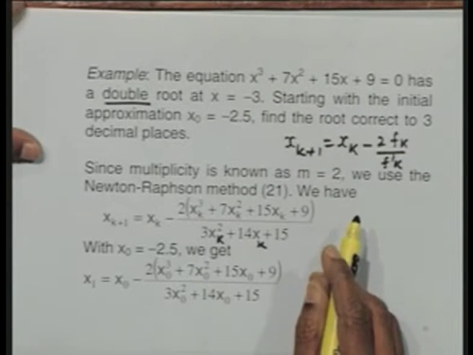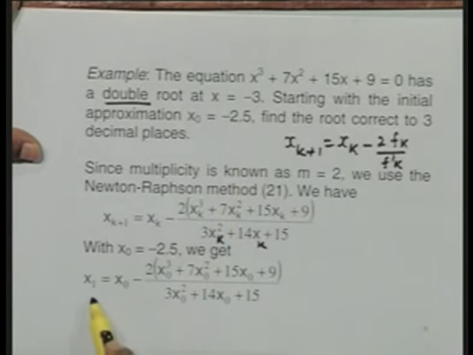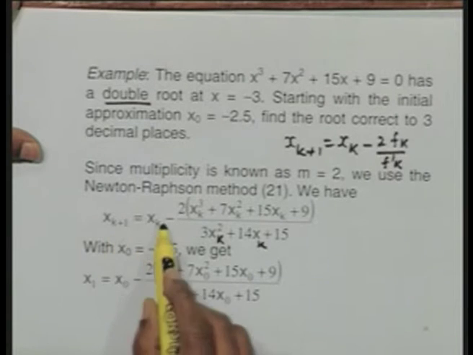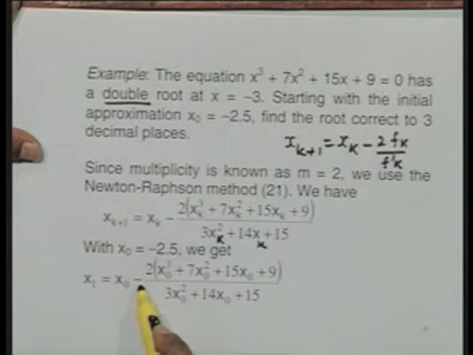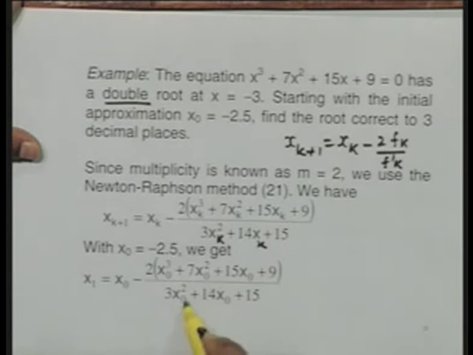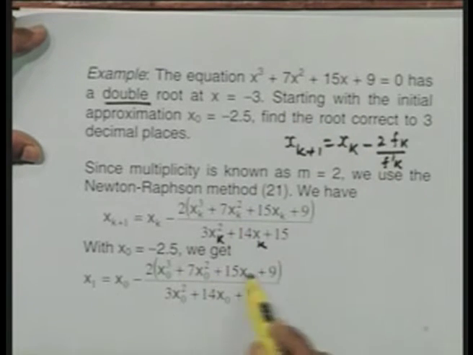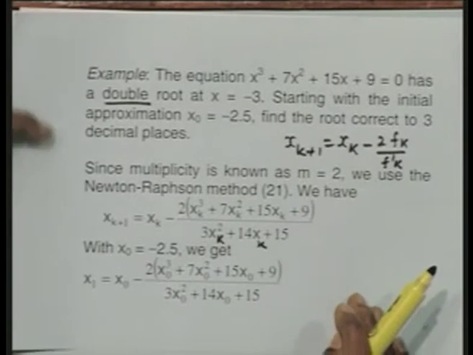Now we start the iteration, with the initial approximation given to us as minus 2.5. I can substitute it here with k equal to 0: on the right hand side, x0 minus 2 times x0 cubed plus 7 times x0 squared plus 15 times x0 plus 9, divided by 3 x0 squared plus 14 x0 plus 15. So we just substitute the value of minus 2.5 in the expressions and evaluate.